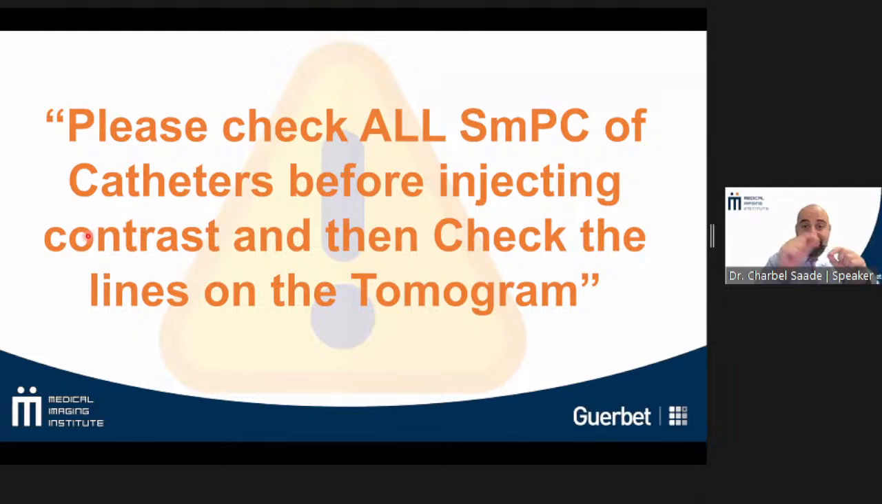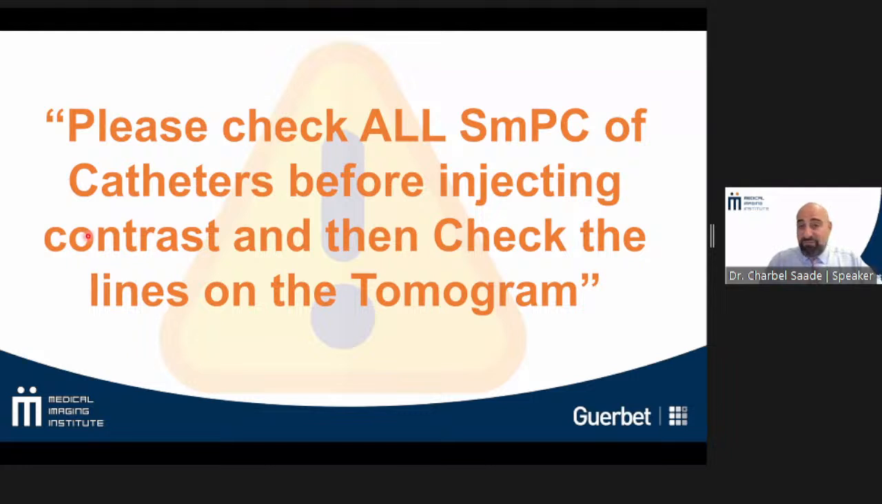Number three, see if there's anything dislodged from the portacath, whether it's dislodged or not. Number four, make sure that when the nurse or the radiologist is flushing the line, you check how it feels when they use it with their hands.